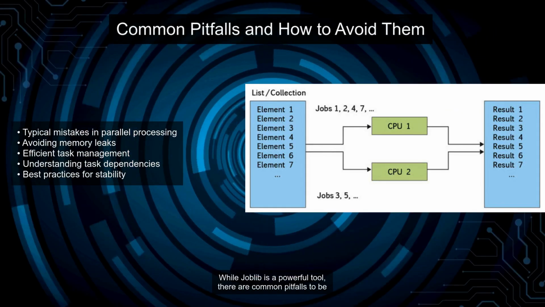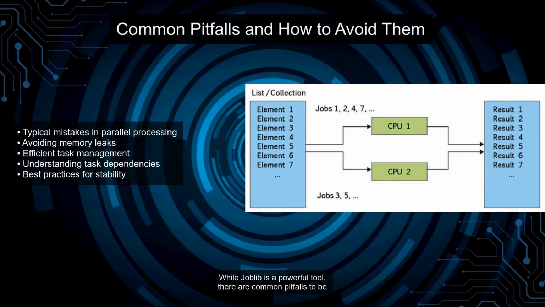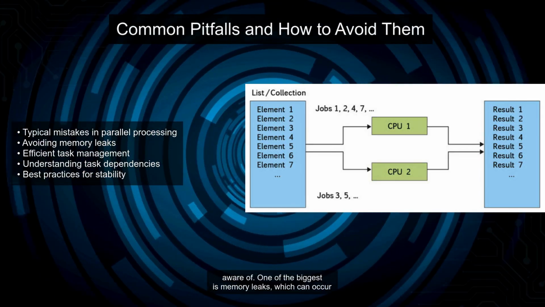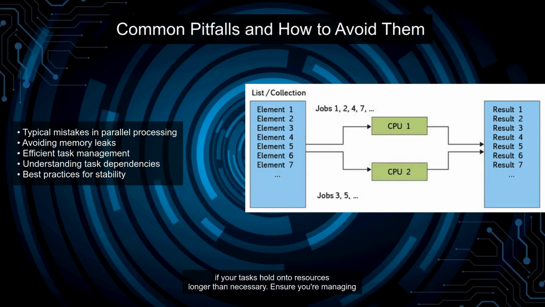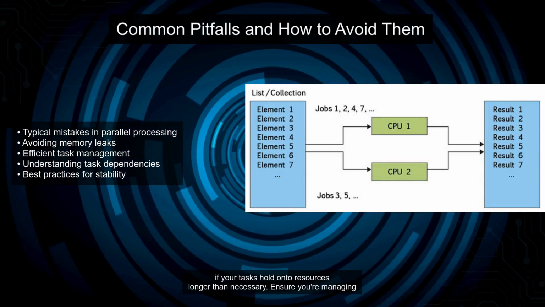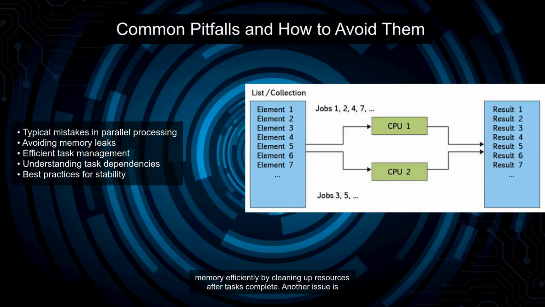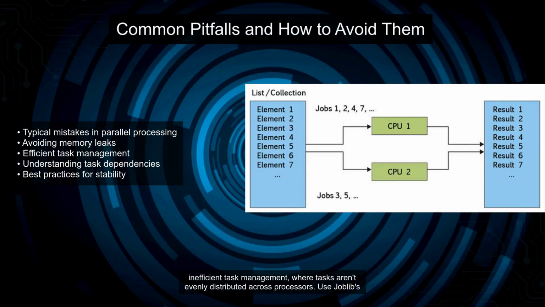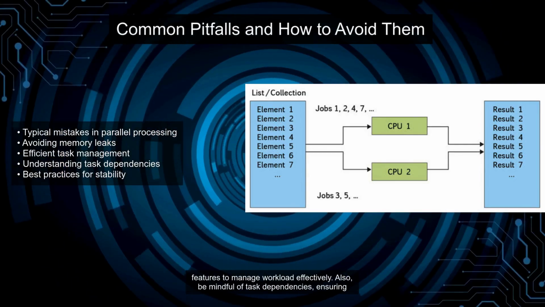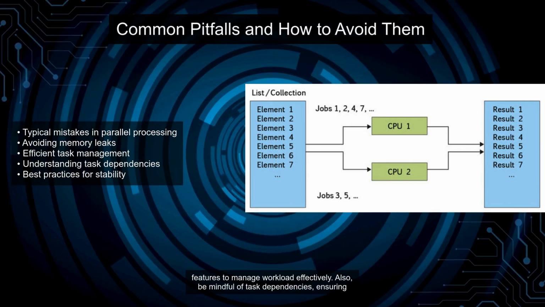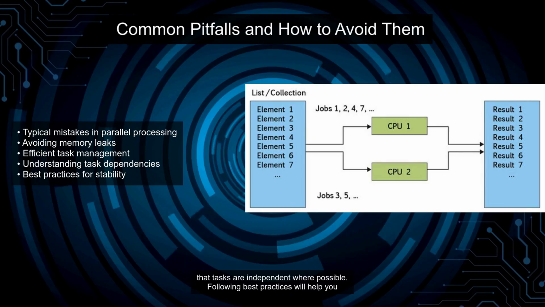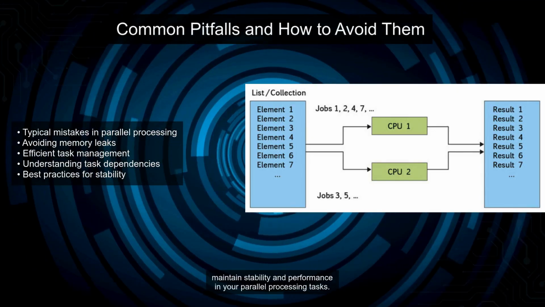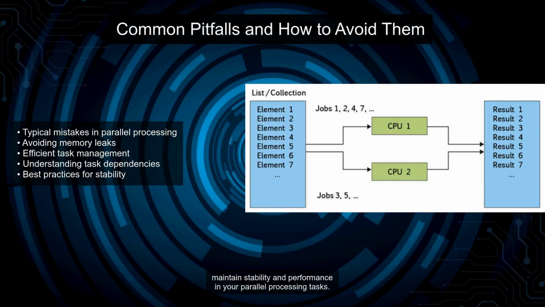While Joblib is a powerful tool, there are common pitfalls to be aware of. One of the biggest is memory leaks, which can occur if your tasks hold onto resources longer than necessary. Ensure you're managing memory efficiently by cleaning up resources after tasks complete. Another issue is inefficient task management, where tasks aren't evenly distributed across processors. Use Joblib's features to manage workload effectively. Also, be mindful of task dependencies, ensuring that tasks are independent where possible. Following best practices will help you maintain stability and performance in your parallel processing tasks.